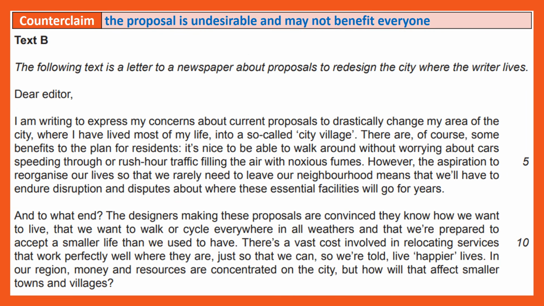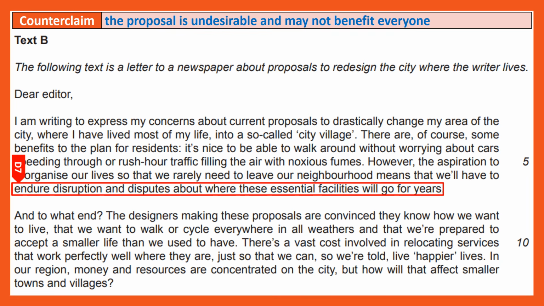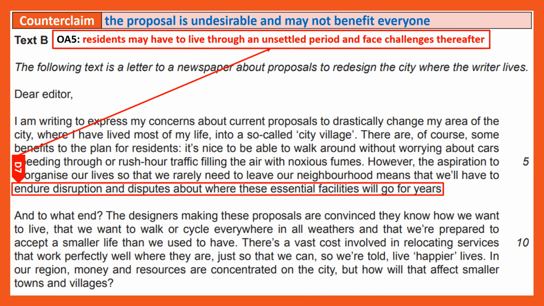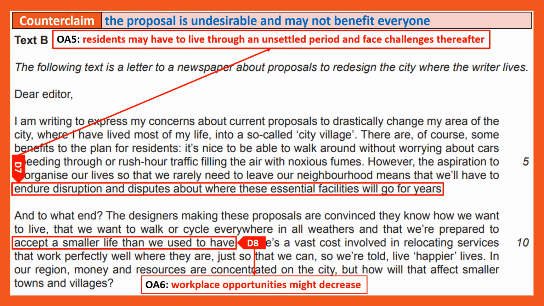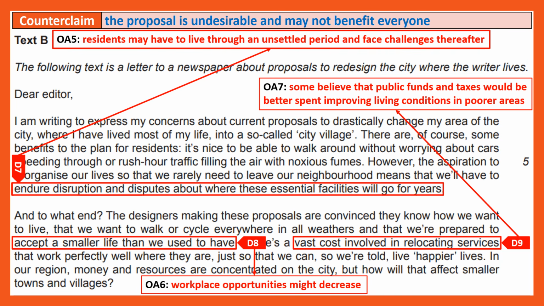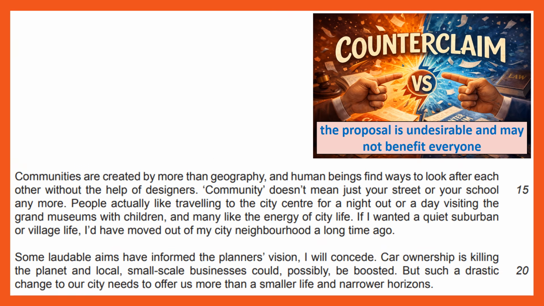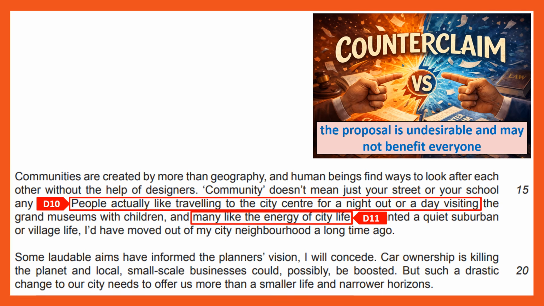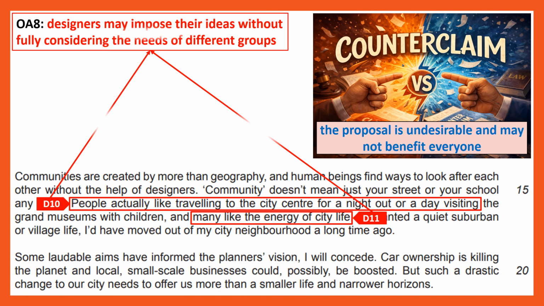Continue to reread the text and annotate the relevant details. Detail 7 from text B, line 7 can be developed as the fifth opposing argument. Detail 8 from line 10 can be developed as the sixth opposing argument. Detail 9 from line 10 can be developed as the seventh opposing argument. Continue to reread the text and annotate the relevant details. Details 10 and 11 from lines 16 and 17 can be developed as the eighth opposing argument.